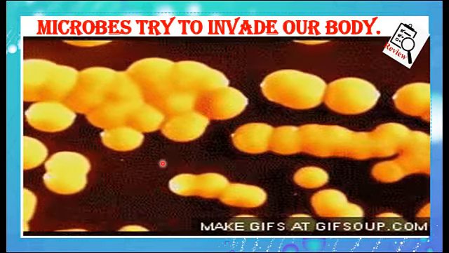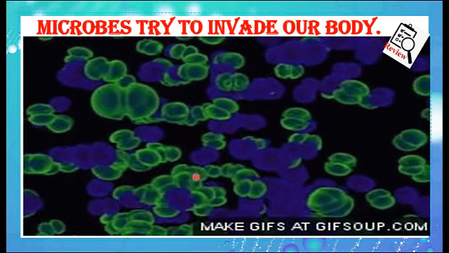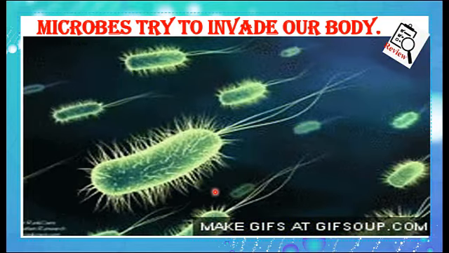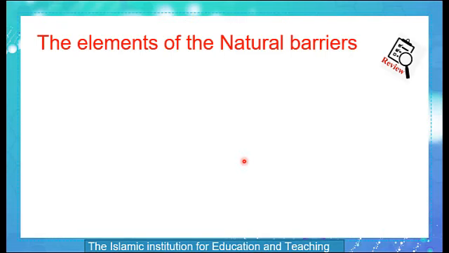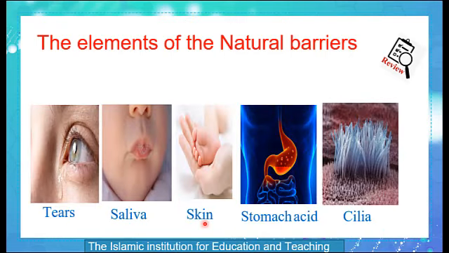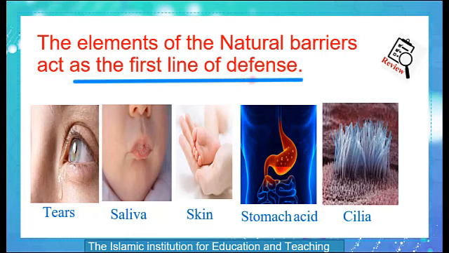Microbes such as bacteria, virus, protists and fungi are everywhere around us, trying to invade our body. They first face the elements of the natural barriers, such as tears, saliva, skin, stomach acid, and cilia. These elements act as the first line of defense against any invader, preventing their entrance.